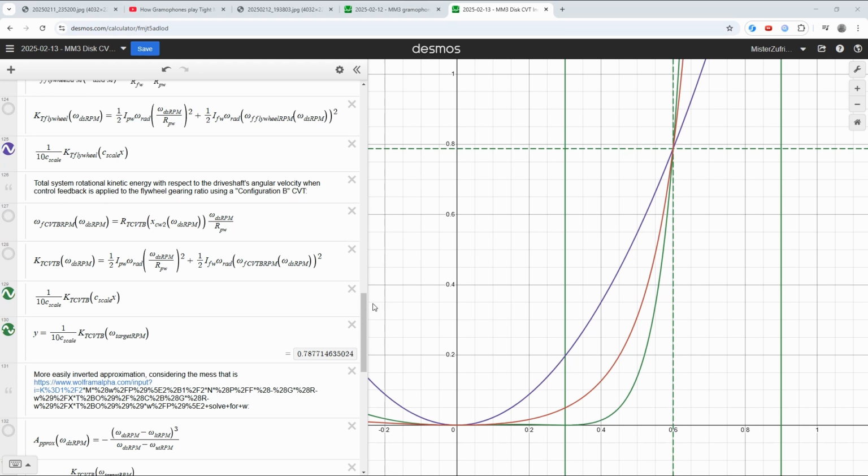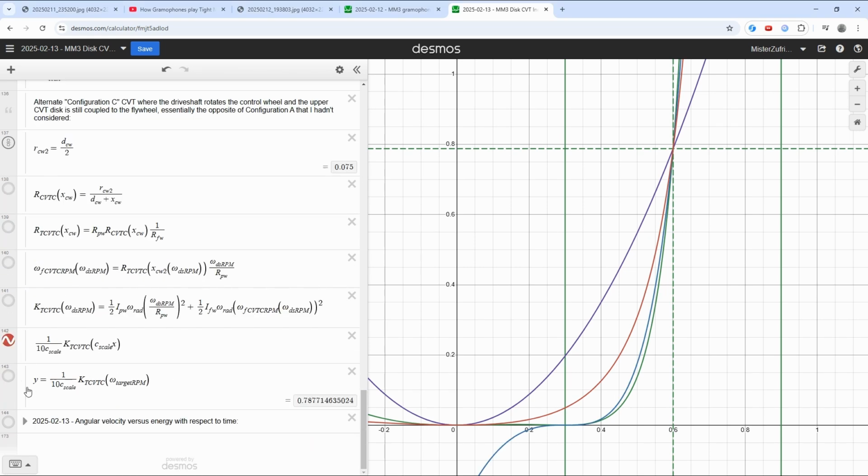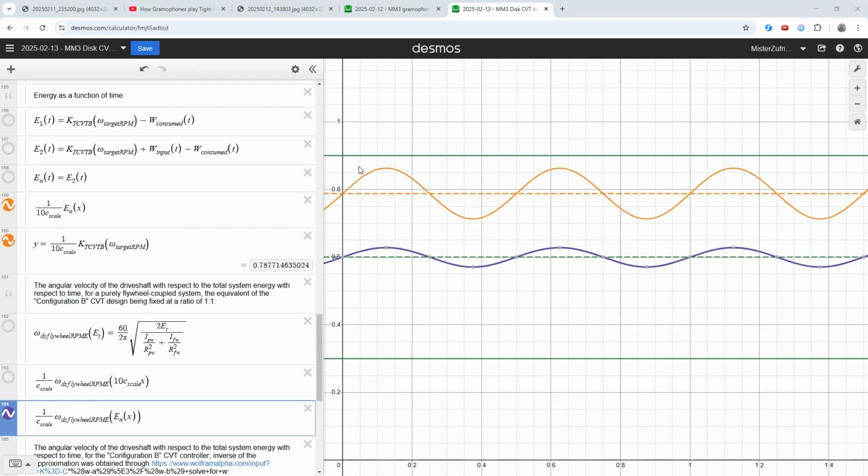But for the green curve, the flywheel's speed is related to the driveshaft speed in a more complicated way that makes it very hard to solve for said driveshaft speed. Fortunately, I was able to approximate it with this blue curve, allowing me to produce these plots. Now we can see how the values change with respect to time.